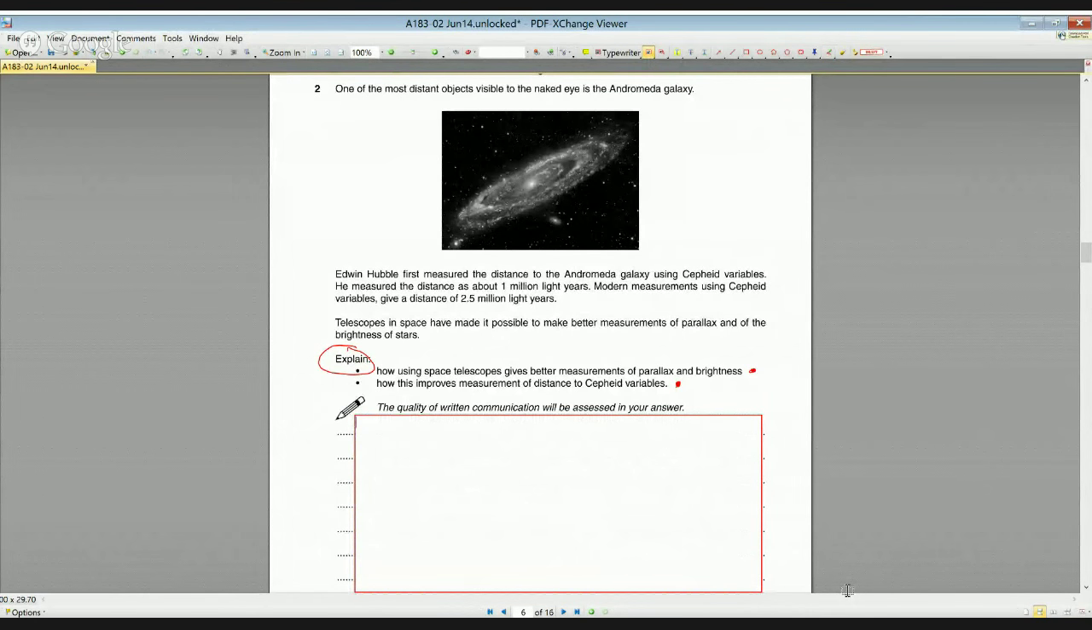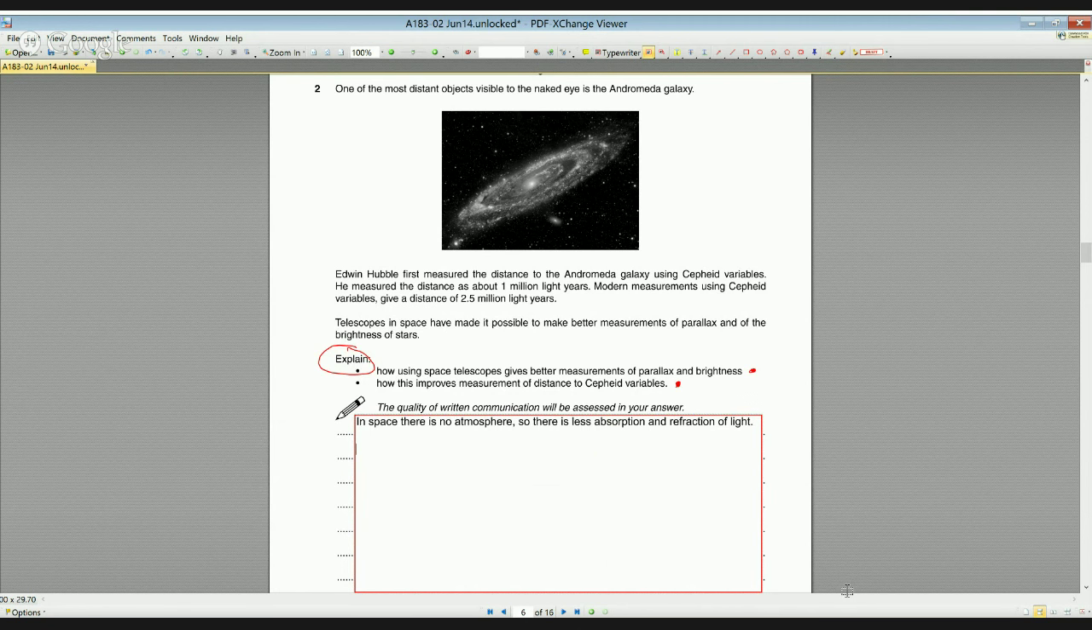So first up, in space, there is no atmosphere. So there is less absorption and refraction of light. In other words, the light can travel unaffected by an atmosphere. It's not going to get bent or absorbed and reduced in brightness as a result. So the light that's traveled across the universe to reach the telescope is not affected by an atmosphere at the end of its journey. So that's the main reason why space telescopes give better measurements of parallax and brightness.